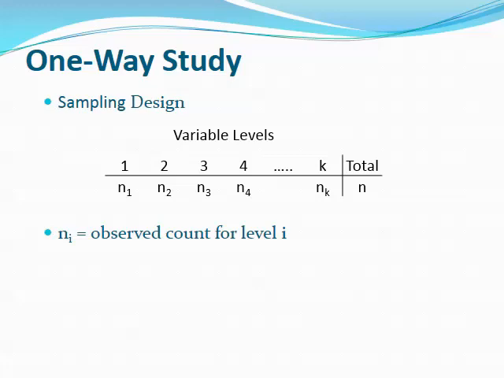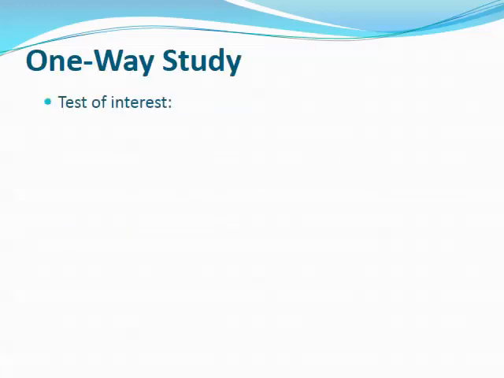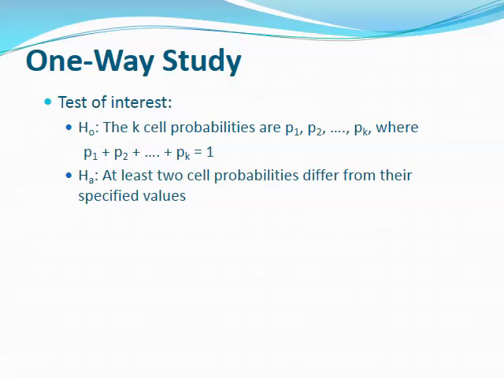And so the way that we set this up, I'll show you on the next slide here, our null hypothesis looks like this. The k cell probabilities are P1, P2, P3 up through Pk. Now remember, P's are proportions, and so the proportions have to sum to 1. So the proportion of the results in outcome 1, outcome 2, outcome 3, all the way up through k, those probabilities have to sum to 1. And then the alternative is going to say at least two proportions differ from their specified values. And it has to be 2.